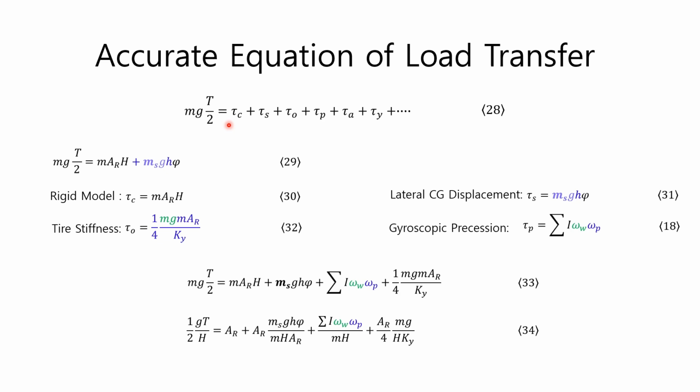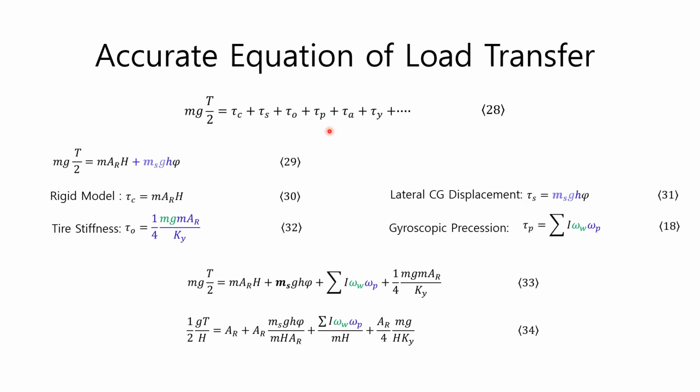The first term, tau c, represented by equation 30, is the first term in equation 29 and is the torque calculated by treating the entire vehicle as a rigid body. The second term, tau s, represented by equation 31, is the second term in equation 29 and is an additional torque calculated by reflecting the lateral displacement of the sprung mass center using the roll center.